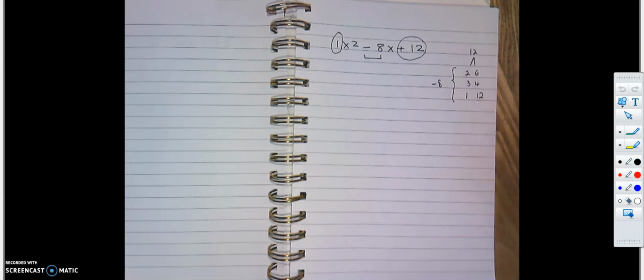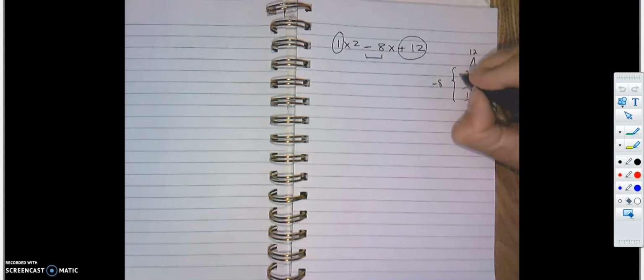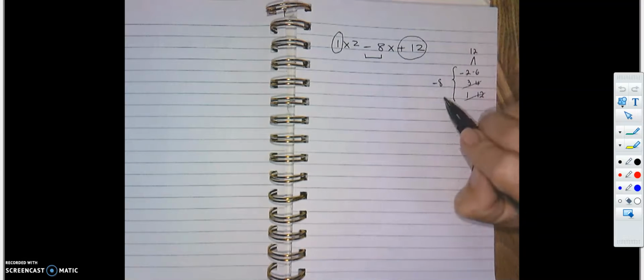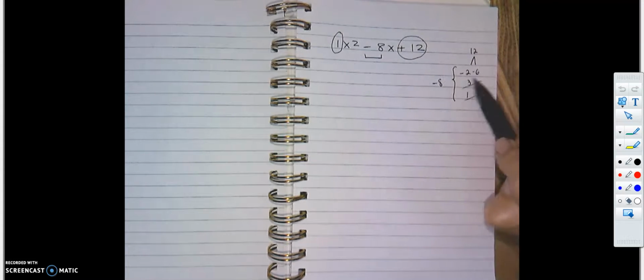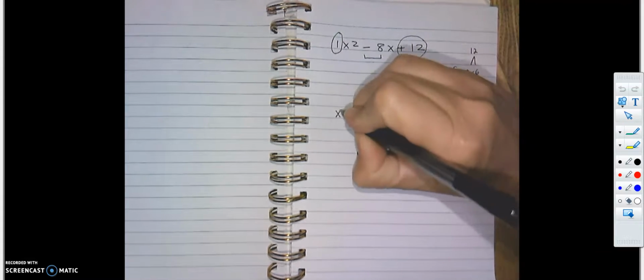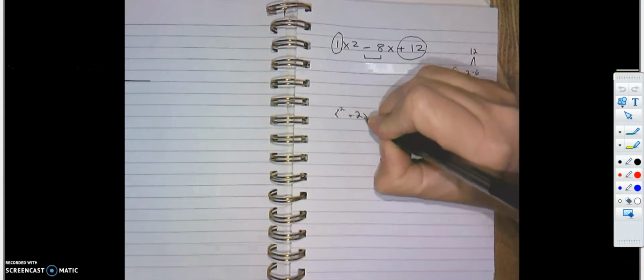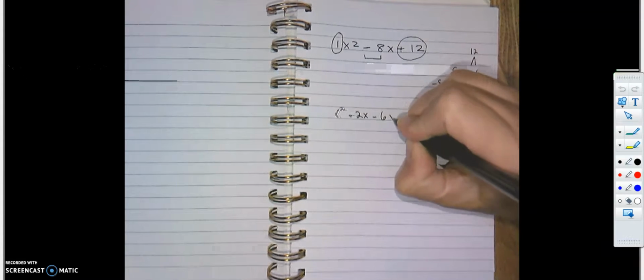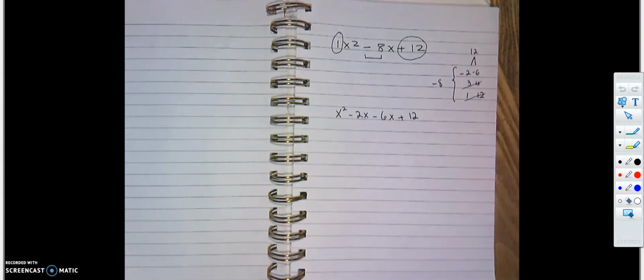1 and 12, I can't get. 3 and 4, I can't use. 2 and 6, I can. If I put a -2 and a -6, I can get -8. So I then rewrite the 3 as a 4-parter. So x squared minus 2x minus 6x plus 12.